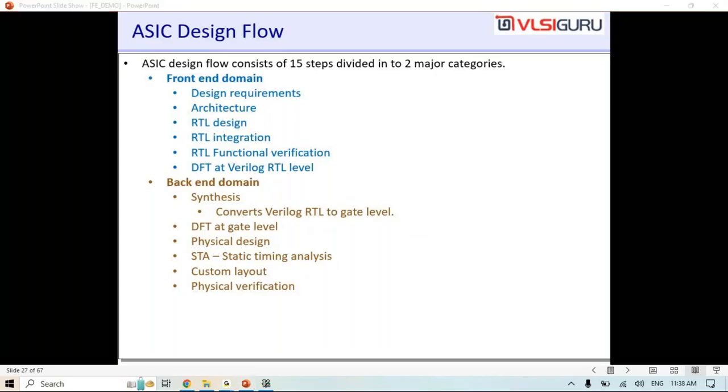You have a small area. How much area? 1 centimeter this side, 1 centimeter this side. Assume. Into which, how many transistors or gates are going?